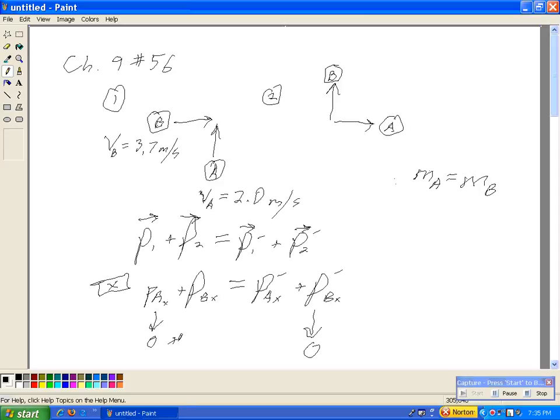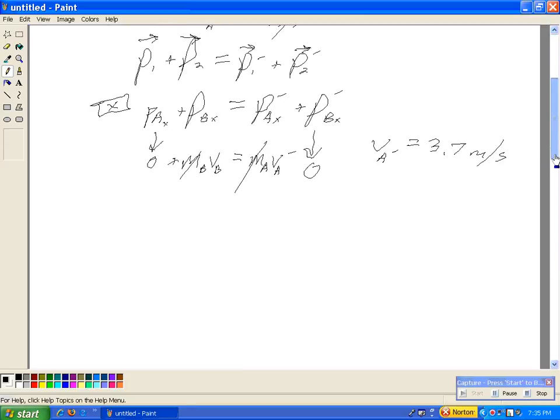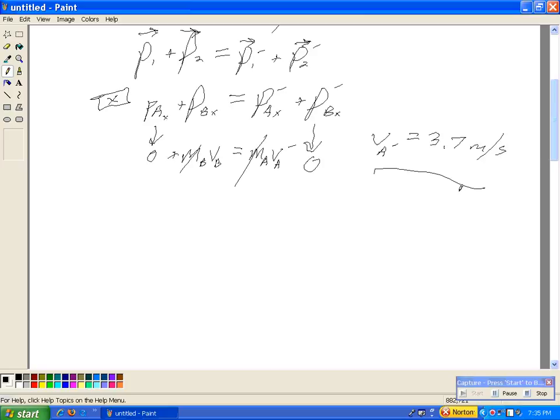So, mass of B, Vx, Vb equals mass of A, Va prime. And they are the same mass, so really what we're saying is that Va prime equals exactly the same thing, 3.7 meters per second. Okay, that solves that one.